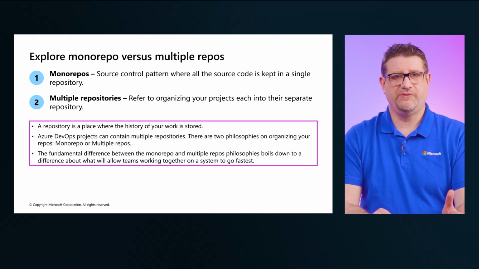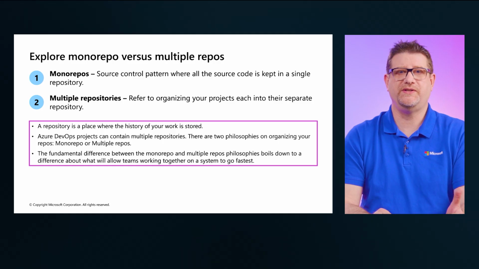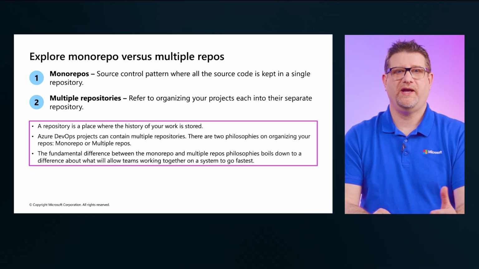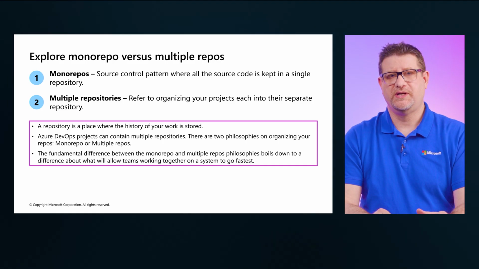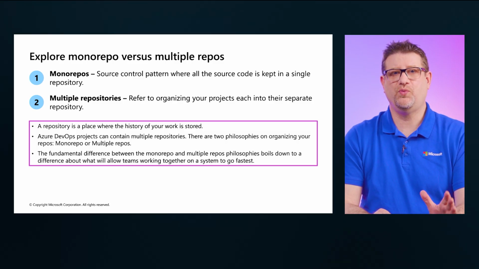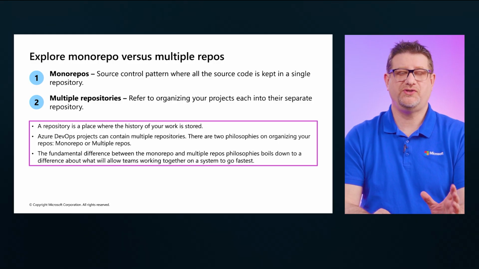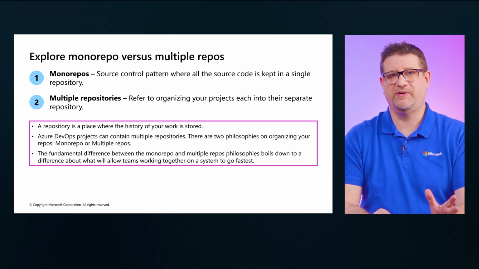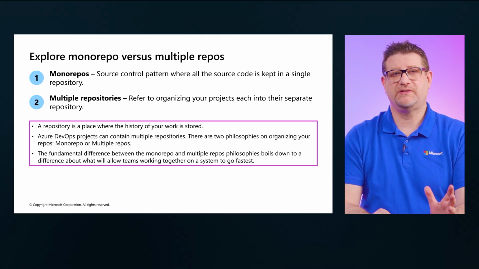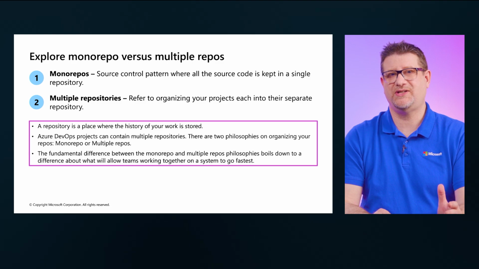When organizing our code base, you're often going to hear about two major philosophies. One is the monorepo approach, and the other is the multiple repos approach. A monorepo is having all of your source code stored in one big repository. This makes it incredibly simple for teams. Everyone gets access to everything with a single clone, which can be a huge time saver for onboarding and collaboration.